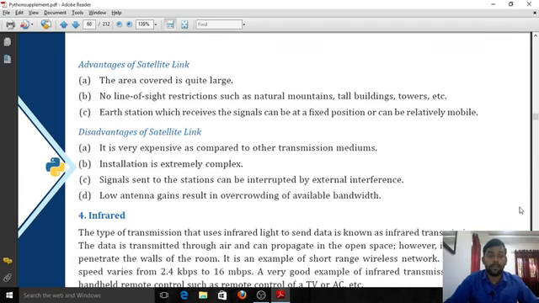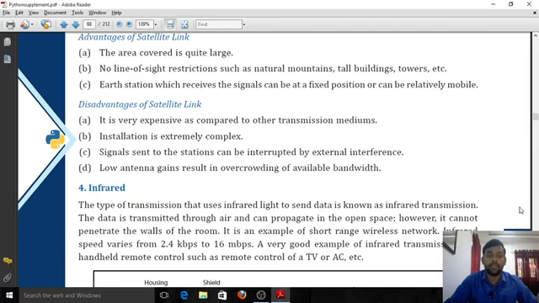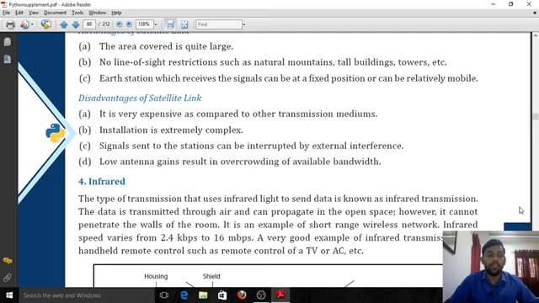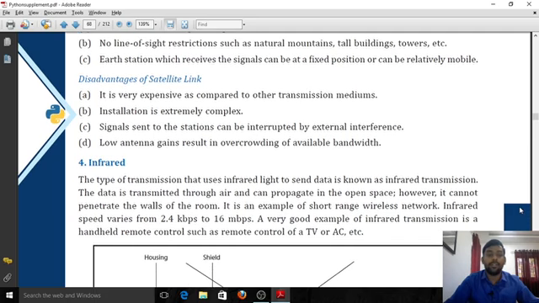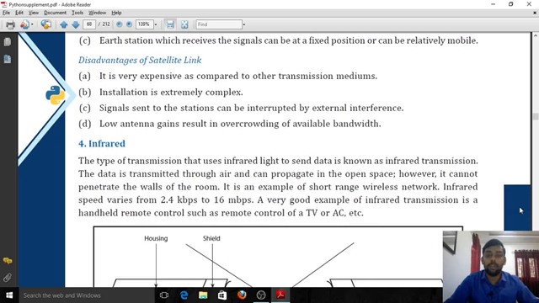The disadvantages are that it is expensive, installation is very complex, and signals can be interrupted. Of course, there will be problems. Then there is low antenna gain, a result of overcrowding of the available bandwidth.